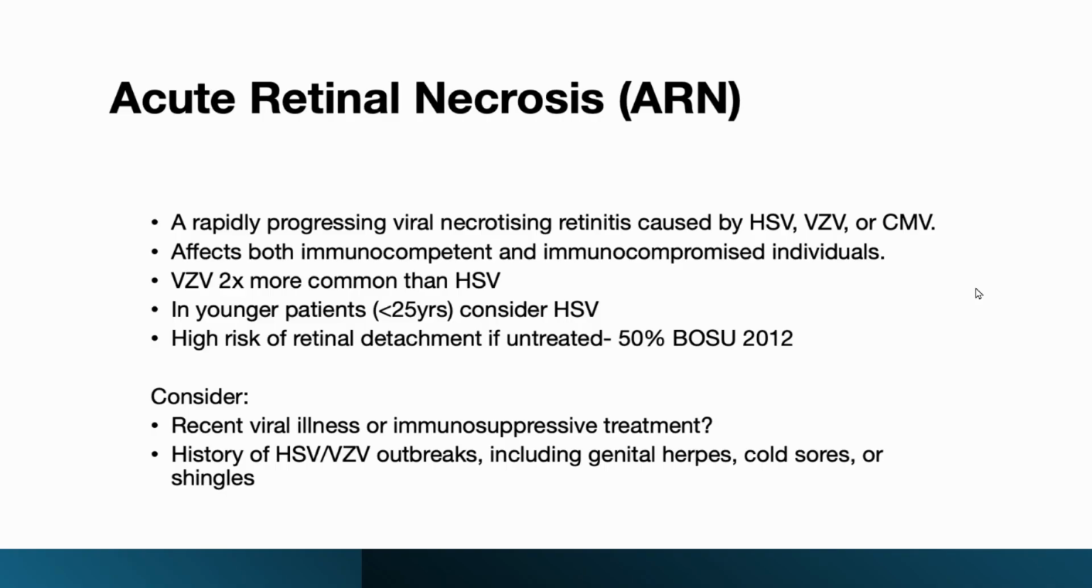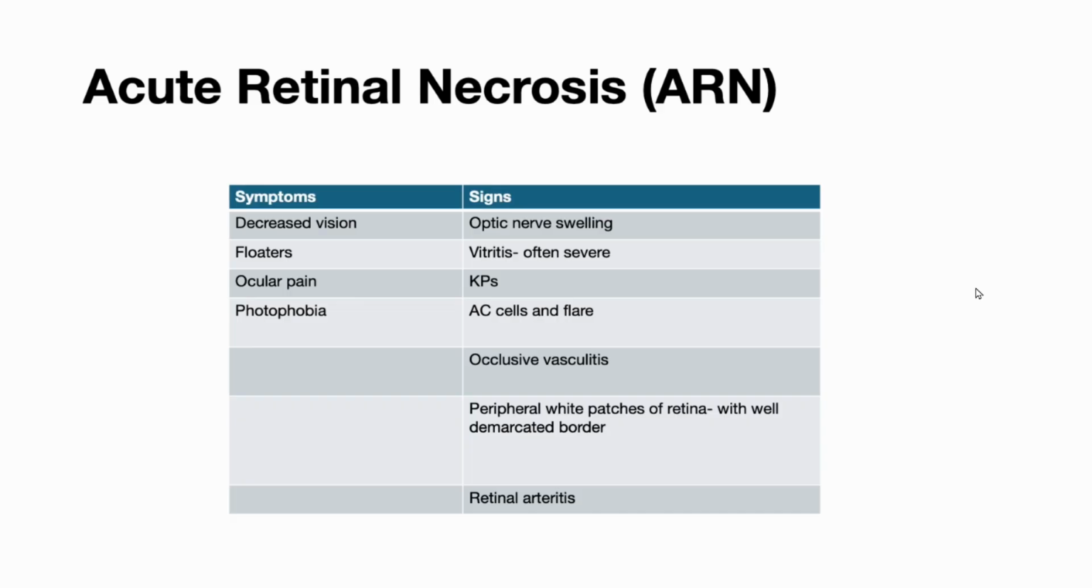When evaluating a patient, it is essential to consider any recent viral illness, immunosuppressive treatments, or a history of HSV or VZV outbreaks, including genital herpes, cold sores, or shingles. This table shows the clinical presentation of ARN.